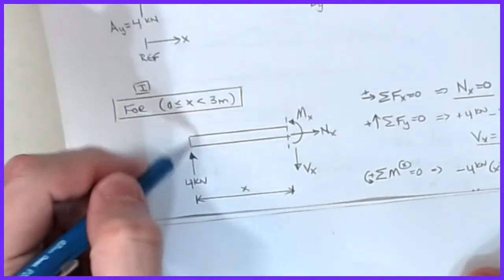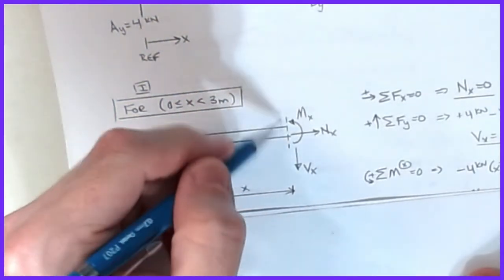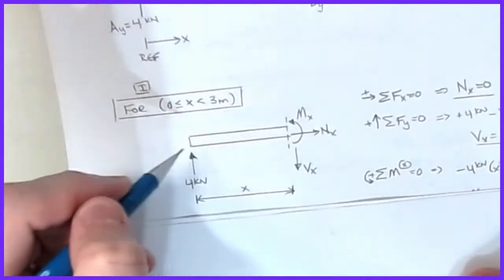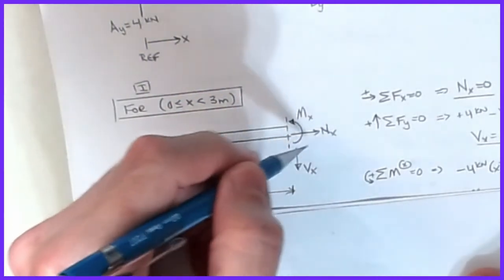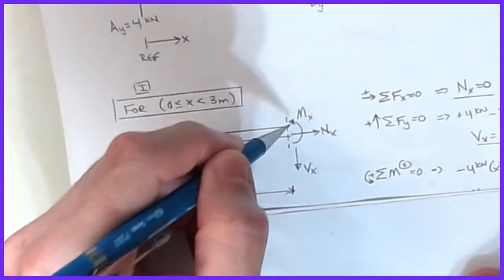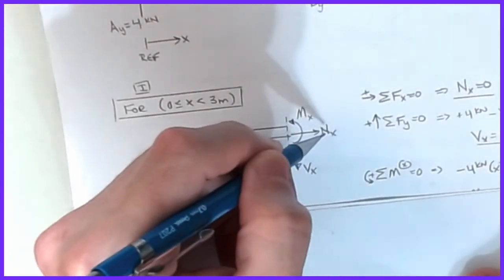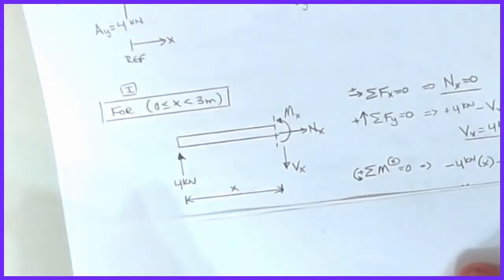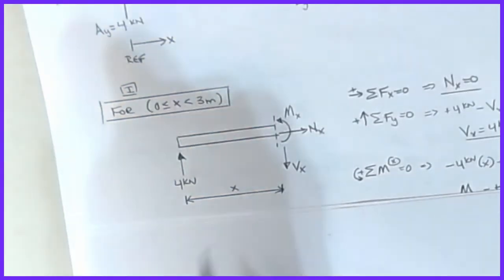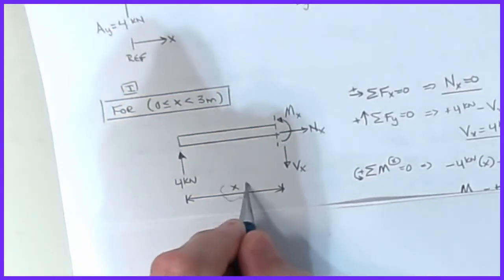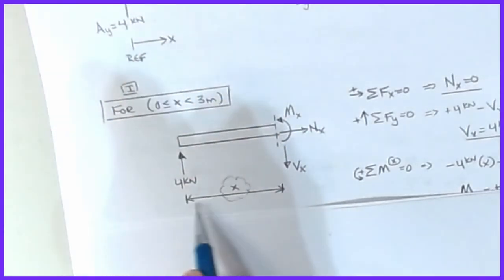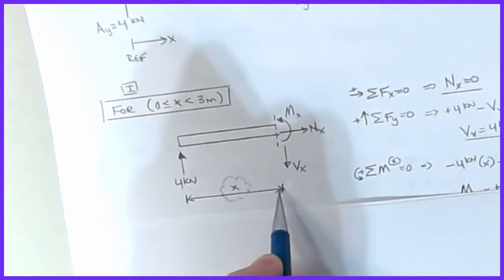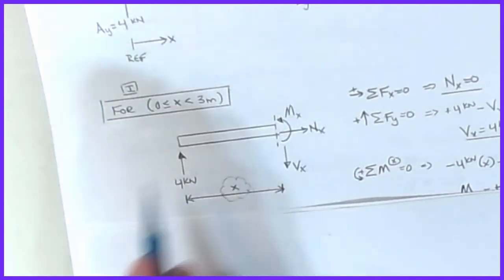Whether I'm cutting it clear over here by the load or I'm going all the way up to the 6 but not quite to the 6, it's the same picture, right? It was a 4 kilonewton reaction up, a shear force down, an M counterclockwise here, and an N positive for tension for the axial force. The only difference is that dimension right there. Because whether it's 0 or 1 or 2.999, this is the picture. It's the same picture for all of the cases.